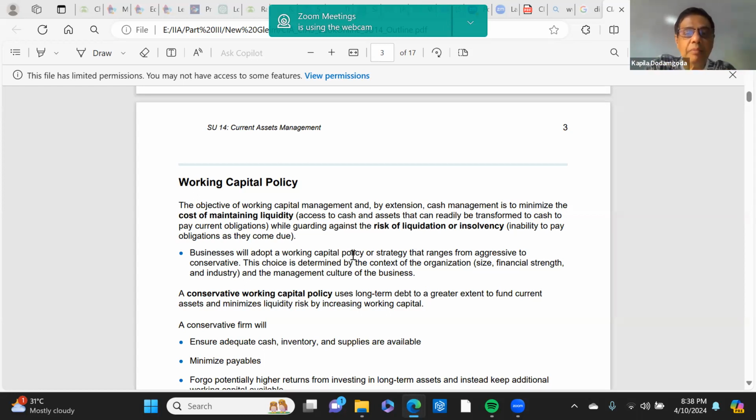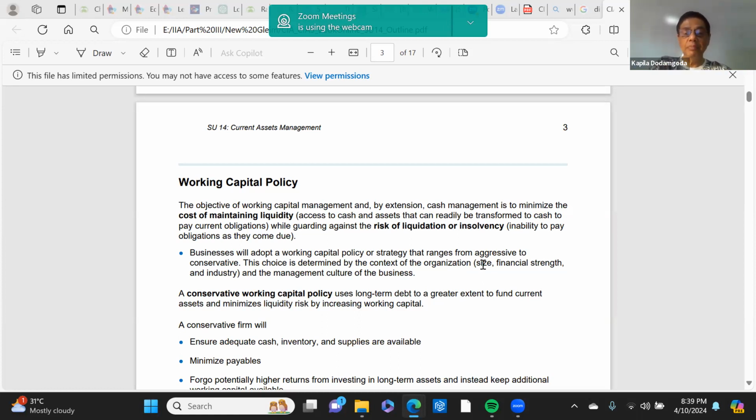Businesses will adopt a working capital policy or strategy that ranges from aggressive to conservative, right? An organization's working capital policy can be very aggressive or conservative, and the choice is determined by the context of the organization. It depends on many factors, such as the size of the organization. If it is a very big organization, you can probably be more aggressive with your working capital. You don't have to be very conservative.